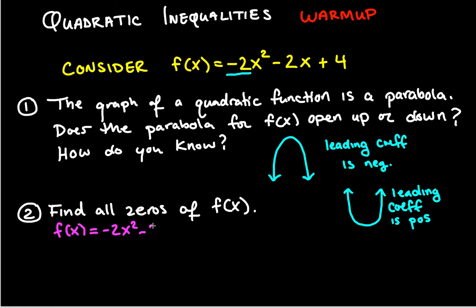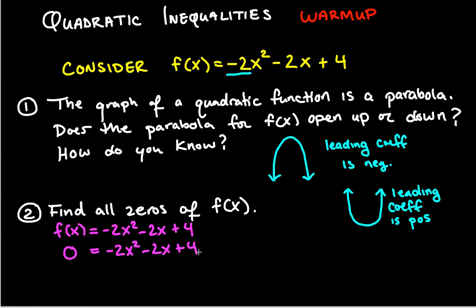And when we're finding the zeros, what we do is we want to find the values of x that make the right side equal 0. So, how do we go about this? How do we go about solving or finding the zeros of a quadratic equation or a quadratic function? Well, you can factor, you can do a completing the square, and you can also use the quadratic formula.